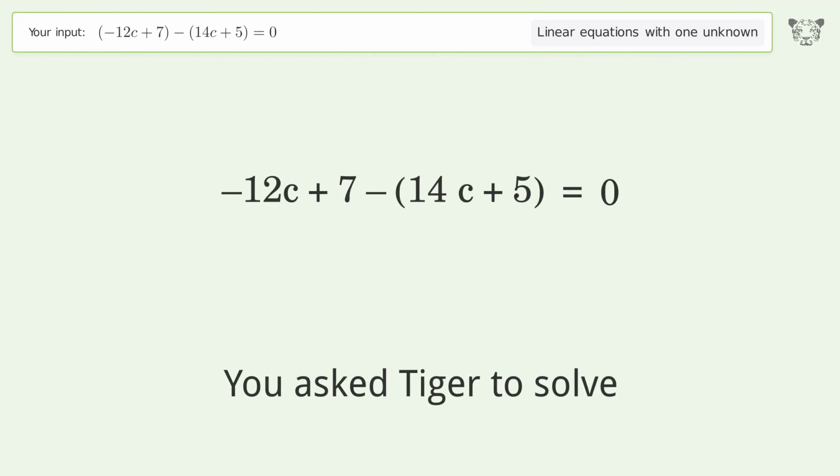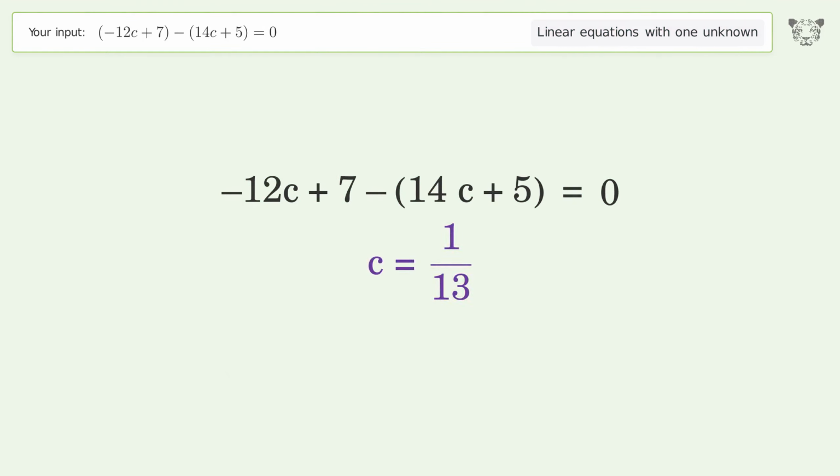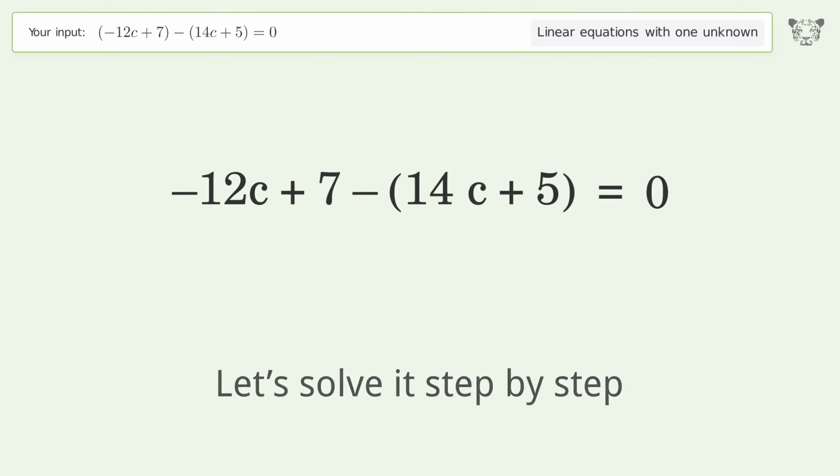You ask Tiger to solve. This deals with linear equations with one unknown. The final result is c equals 1/13. Let's solve it step by step.